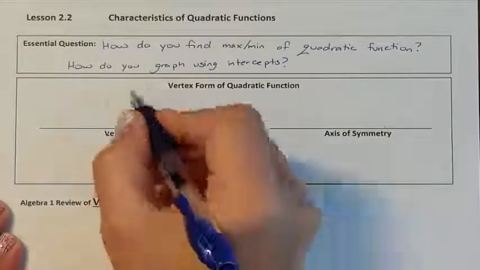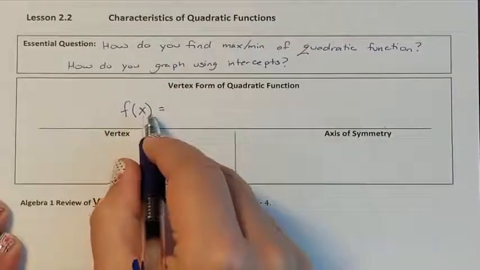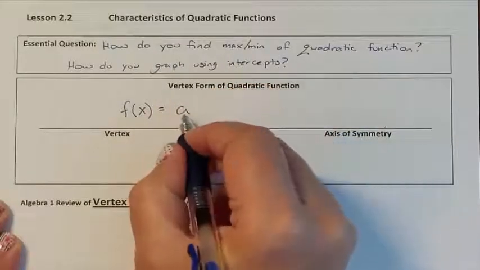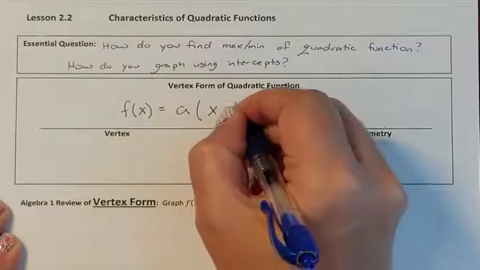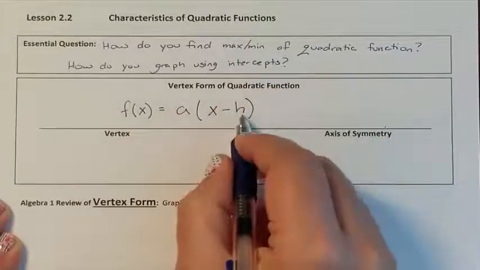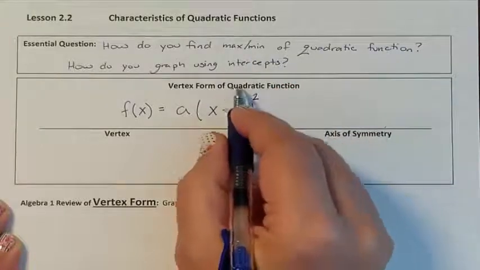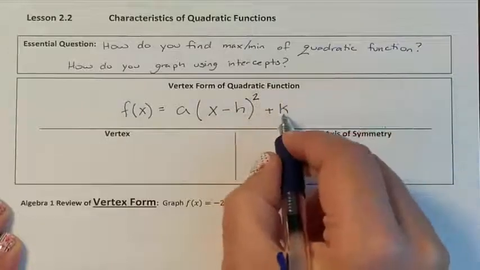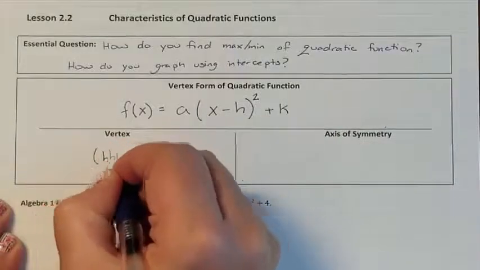If you remember from lesson 2.1, quadratic functions' vertex form is f of x equals a, which tells us if we have any vertical stretches or shrinks, and if we are facing upward or downward. We have x minus the h, and the h tells us the x value of our vertex. It needs to be squared, because then it's actually quadratic. And you are adding the k, and the k tells us the y value of the vertex. So our vertex is the coordinate point (h, k).